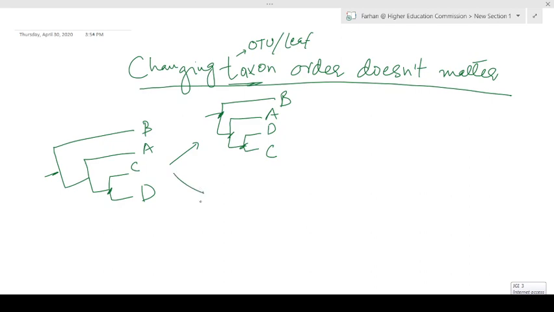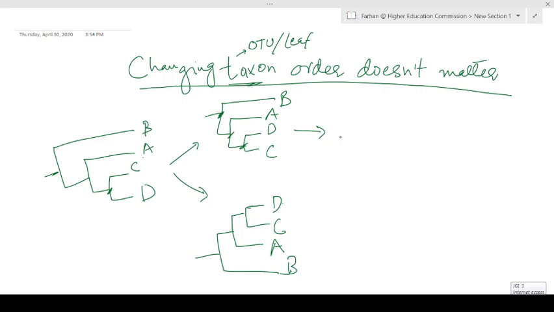And if we write it like this, for example, now here we just swapped the tree. It is again totally similar. For example, D and C, and then outgroup is A, and then the last common ancestor is B. Here you see that C and D, and their outgroup is A, and the last common ancestor is B. So all of these are the same.